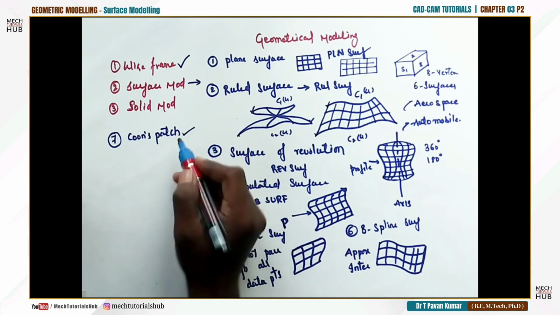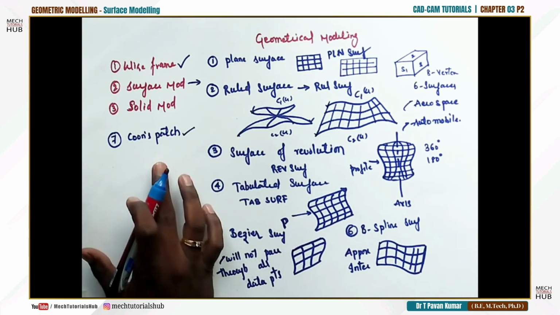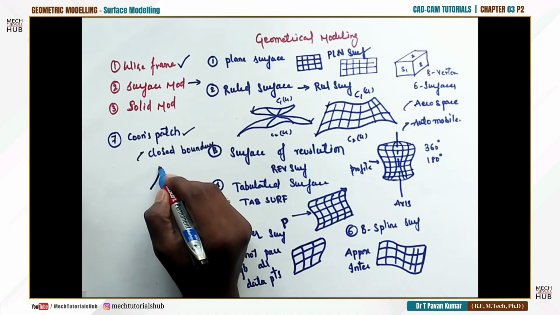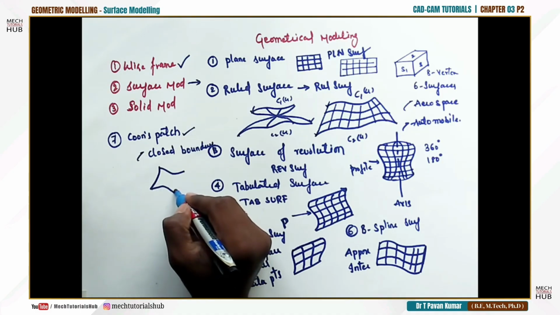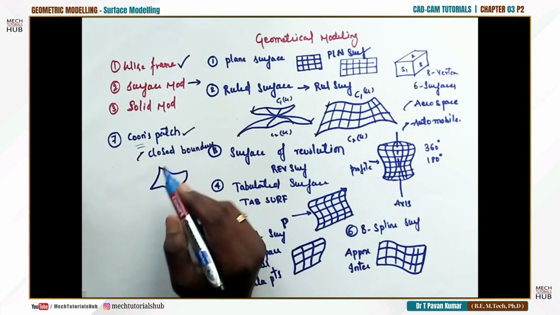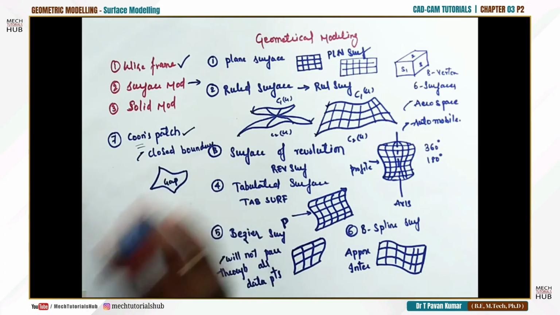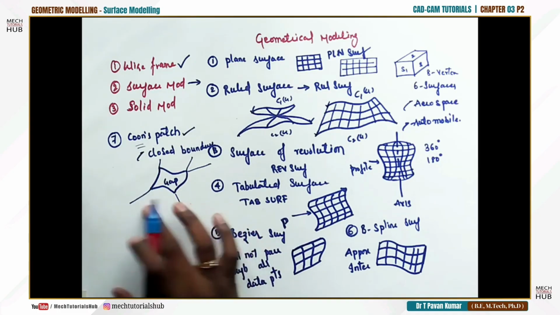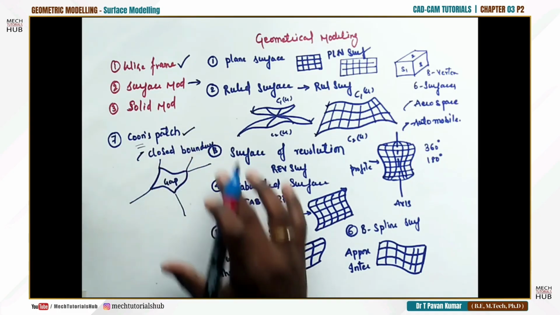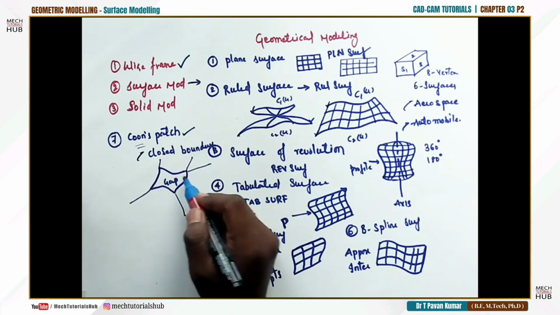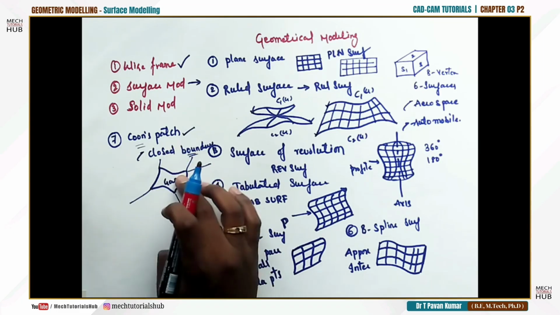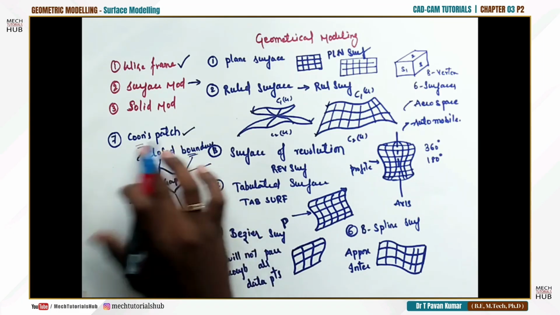This will help you when you have a closed boundary. For example, these are already existing surface boundaries. This gap can be filled with the help of a surface called Coons patch. Maybe this is a different surface and this is a different surface; 1, 2, 3, 4, 5, all 5 surfaces are linked and there is a gap after joining them all. Now this gap is completely closed with a boundary, and that closed boundary can be filled with the help of Coons patch.